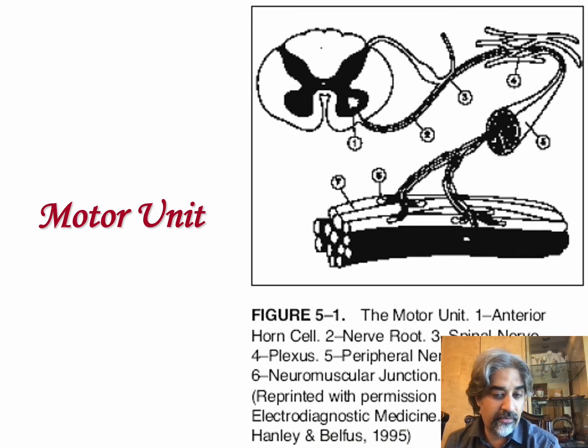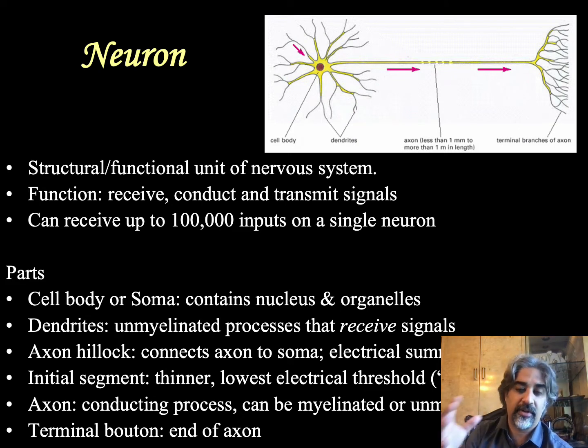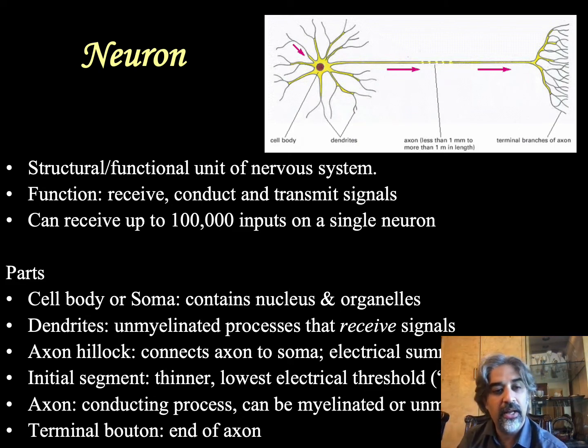So now that we've talked about what happens at the cell membrane at rest, let's define the anatomy of a motor unit, and from there we can talk about the classic experiments that determined how the action potential works. So a neuron is the structural and functional unit of the nervous system, and its function is to receive, conduct, and transmit signals from one part of the body to another.